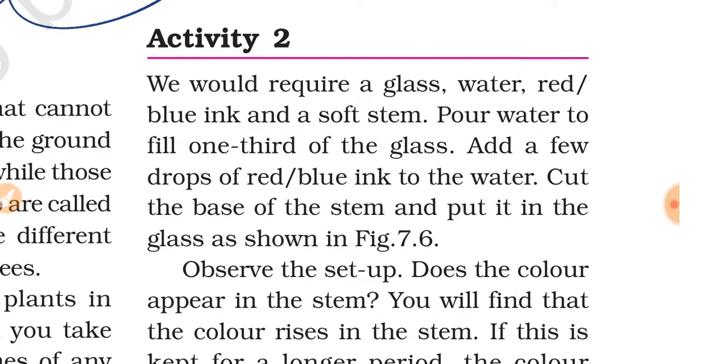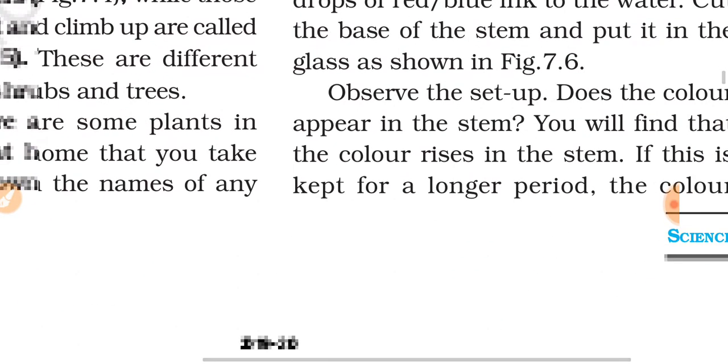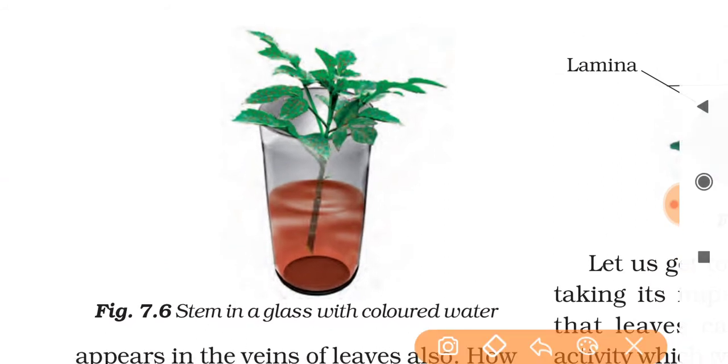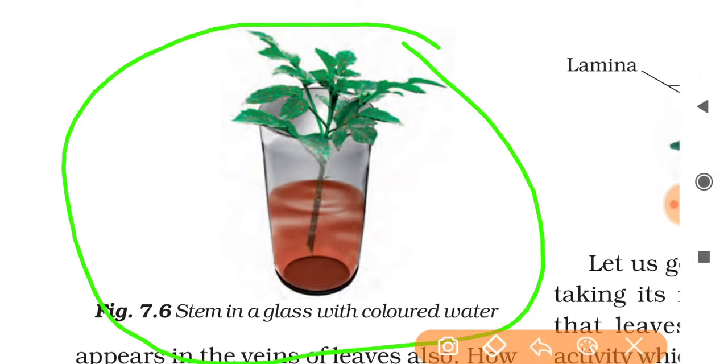We would require a glass, water, red or blue ink, and a soft stem. Pour water to fill one third of the glass. Add a few drops of red or blue ink to the water. Cut the base of the stem and put it in the glass as shown in figure 7.6, like that. Okay, this is an easy activity you can also do in your home.